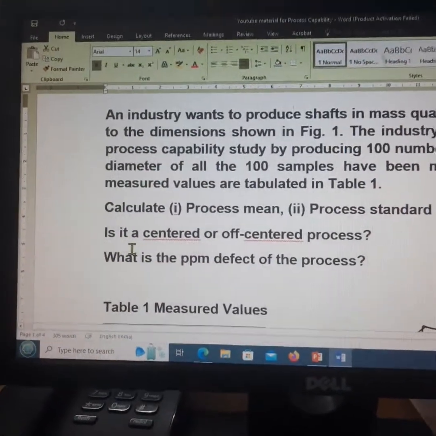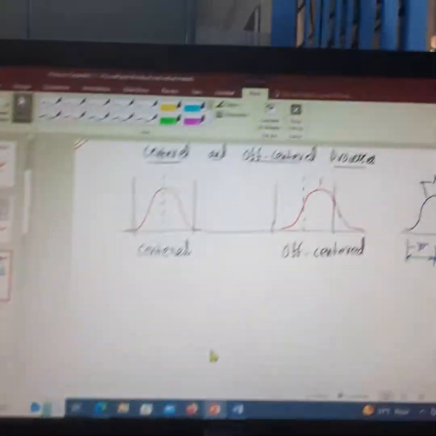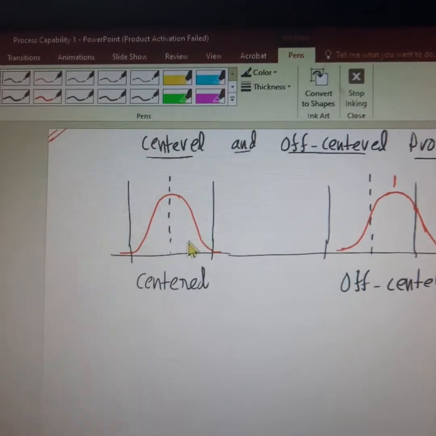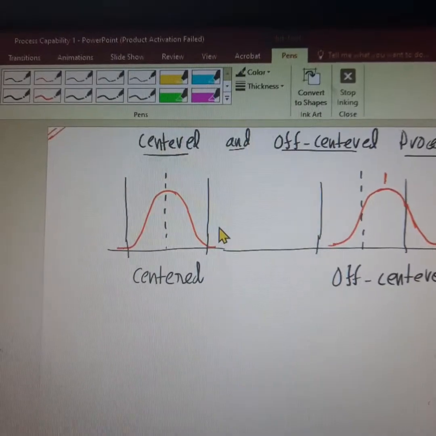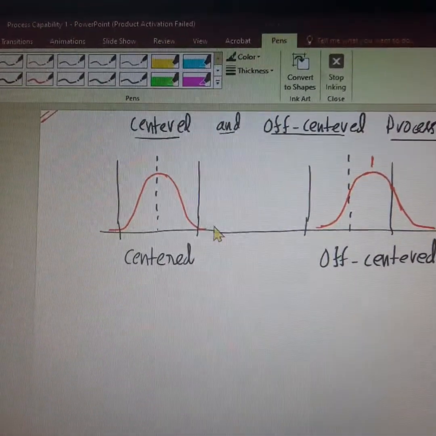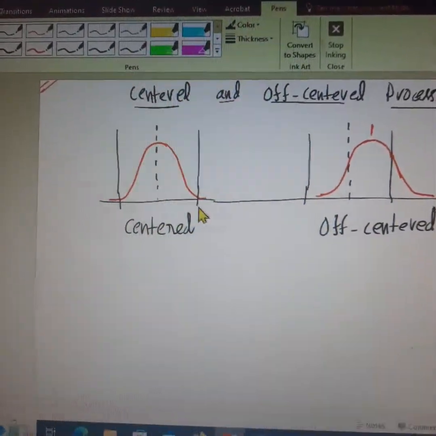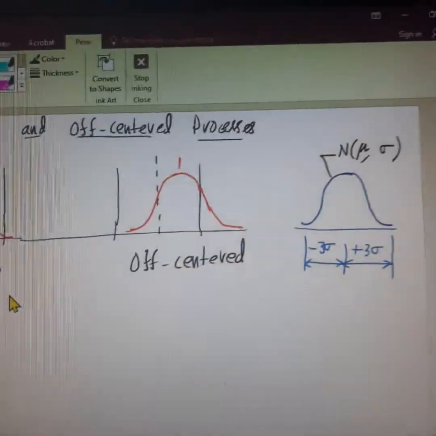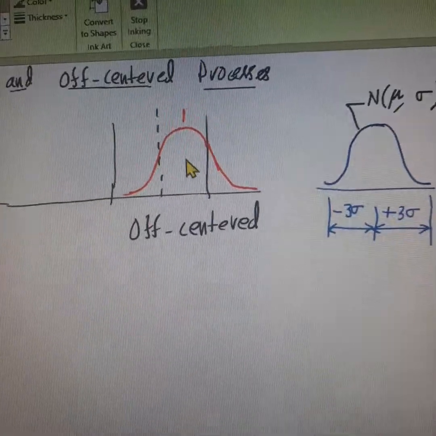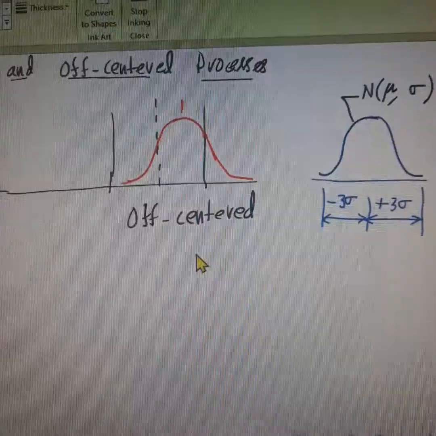Next, we have to find whether the process is centered or off-centered. What is a centered or off-centered process? The two lines indicate the upper and lower specification limit. If the normal curve is centered between the two limits, it is called a centered process. If the normal curve is not centered between the USL and LSL, it is called an off-centered process.